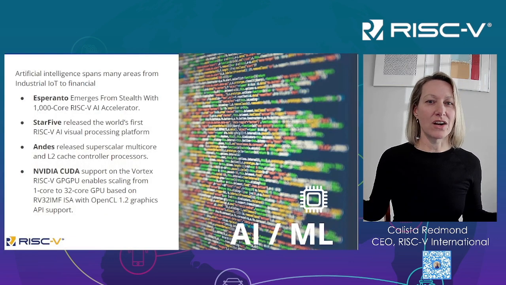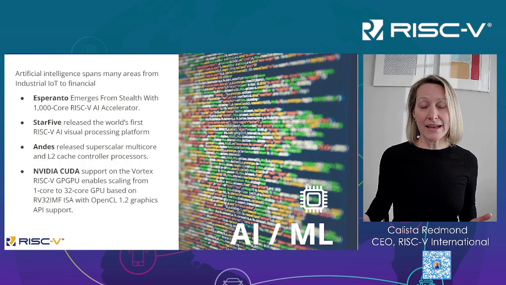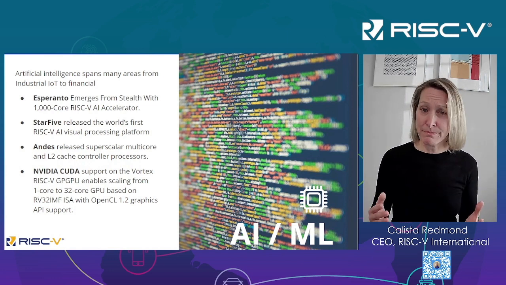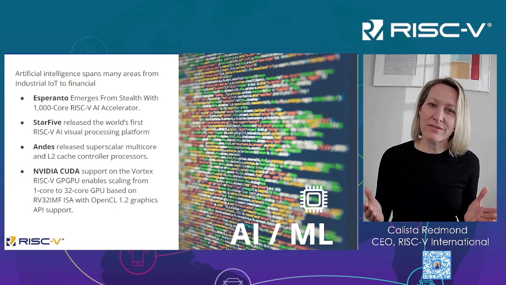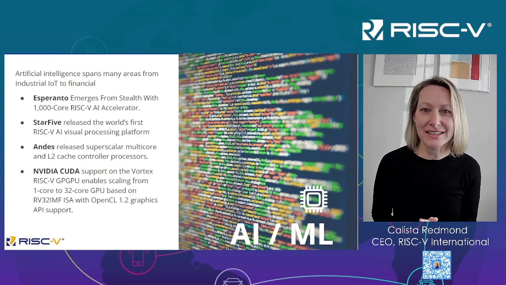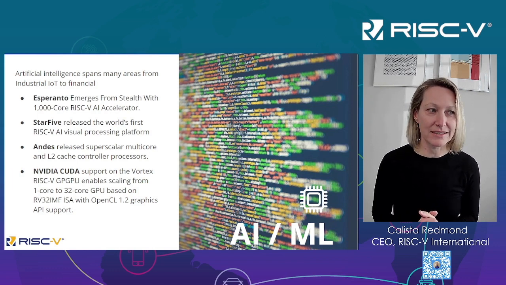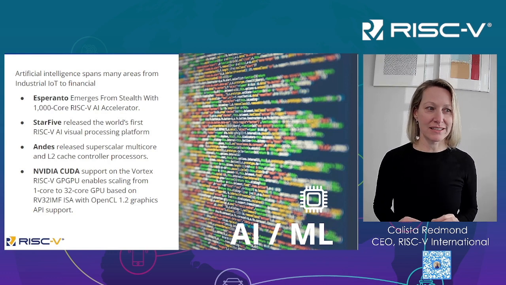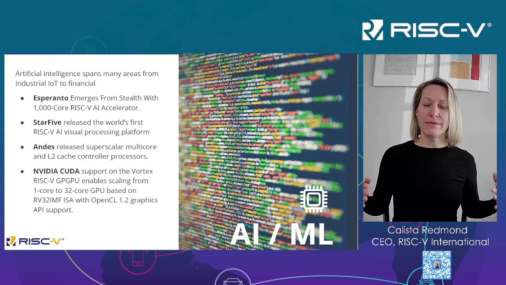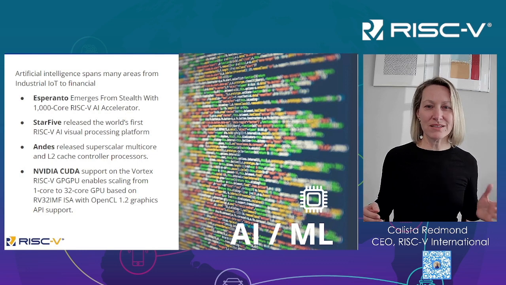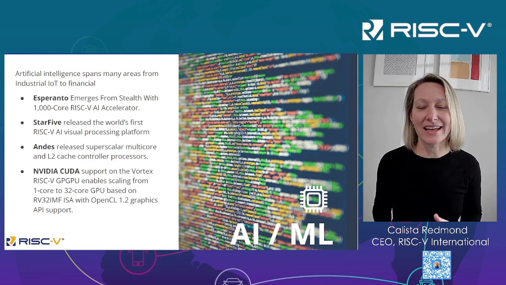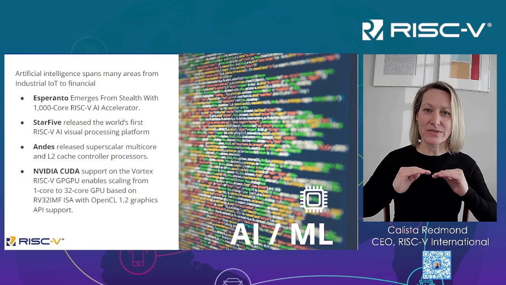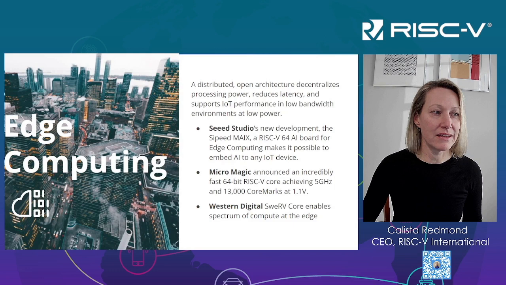The frontiers are unlimited. When it comes to AI and ML, these are key competitive differentiators. Many companies around the world are leveraging RISC-V to gain a distinct advantage in their markets. Star5, world's first RISC-V AI visual processing platform, Esperanto, emerging from stealth with a 1,000 plus core RISC-V AI accelerator. RISC-V is here. It is the foundation of open computing.